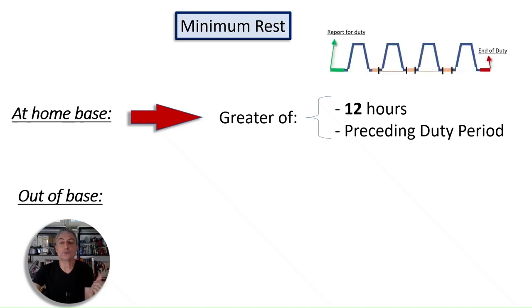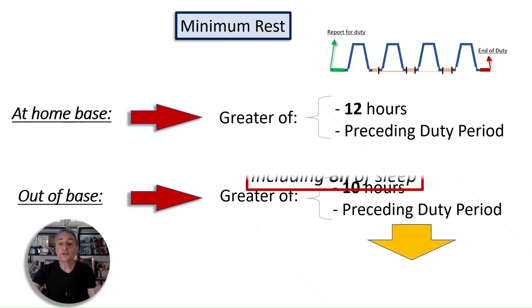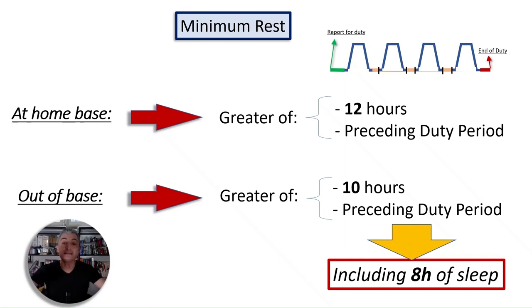And I remind you what it is: a duty period is between the report for duty to the end of duty, so really everything. Okay, if this is longer than 12 hours, our minimum rest before the next flight has to be at least longer than this. But if we are operating out of base, it's the greater of 10 hours or the preceding duty period, so we have 2 hours less. But still, we need to have, including in this rest, at least 8 hours of sleep.